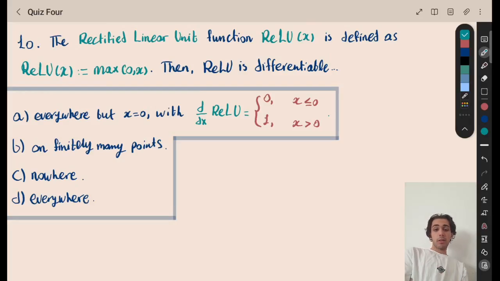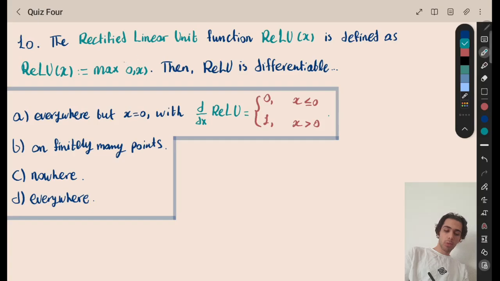A rectified linear unit function. That looks like something you've probably never seen before, but it is not too difficult to unpack this. So this function is very simple, I would say. It takes the maximum of two terms, 0 or x.